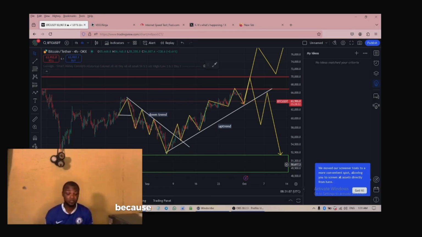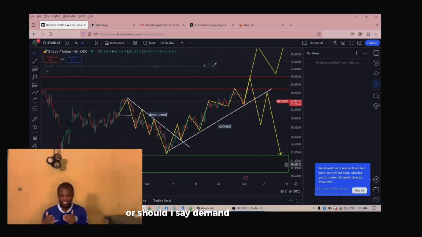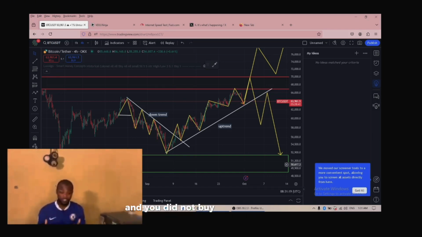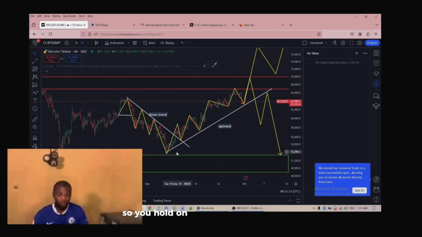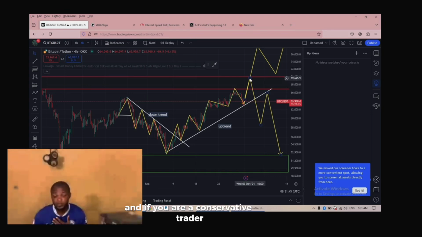And you don't want to sleep on it, because if you sleep on it and the product has gone down to the support, or should I say demand zone, and you did not buy, you can be rest assured that you have missed the market, and you find out that the market has gone more parabolic to another uptrend, whereby you may not get the chance of getting it again. So you hold on, buy down here, then you wait. And if you are a conservative trader, you can always take your profit on this resistance.